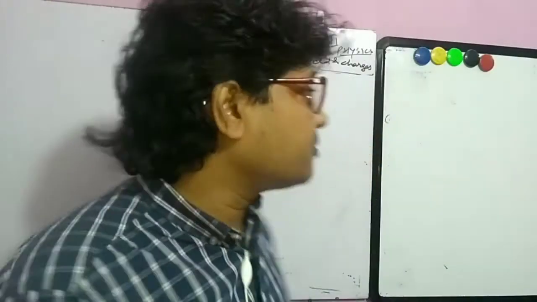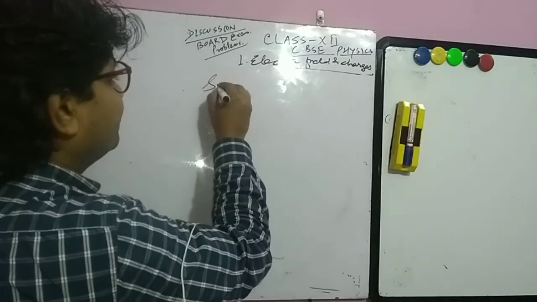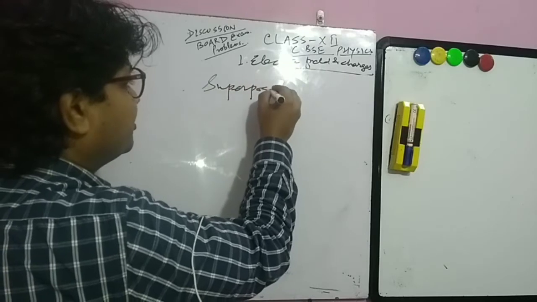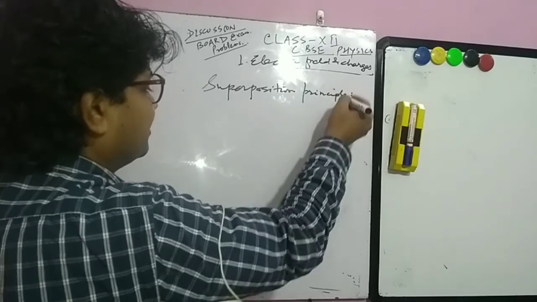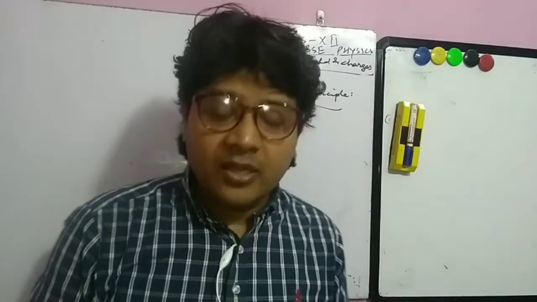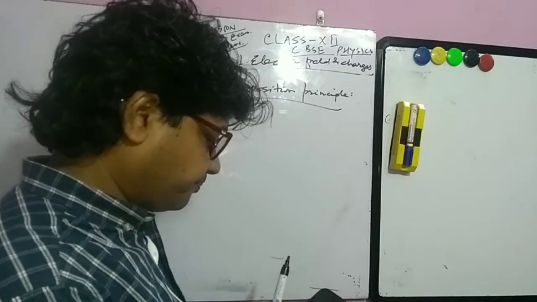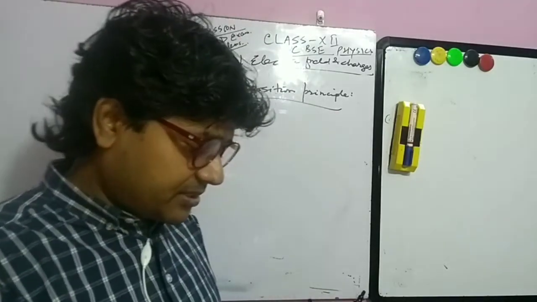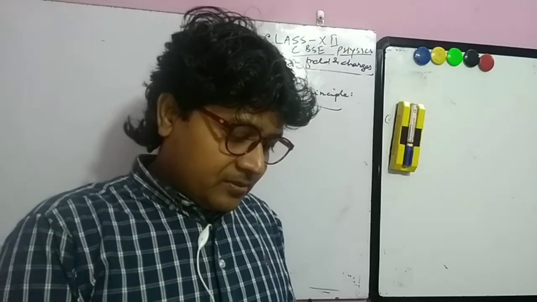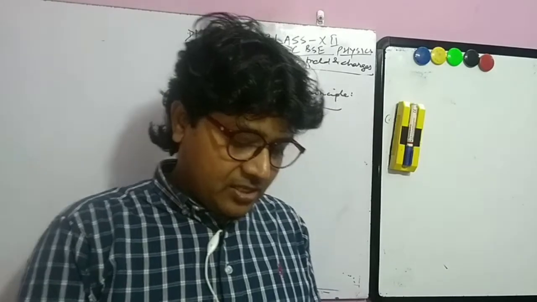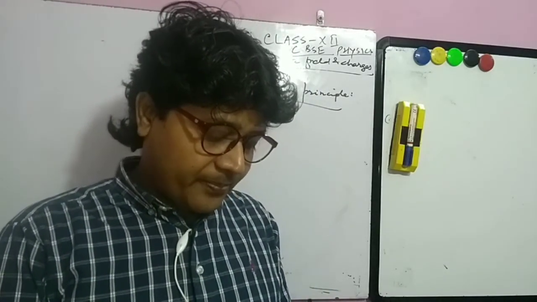So another problem is based on the superposition principle. Right? So we can see the problem, and the problem is saying that there is a triangle, an equilateral triangle.